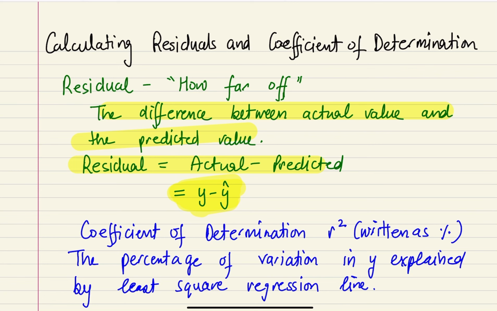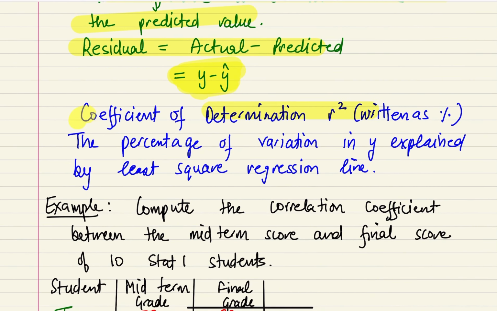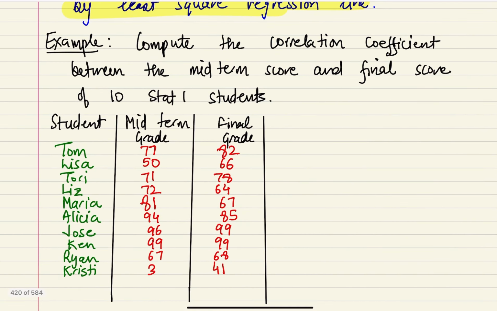the linear regression line. Coefficient of determination, r square, is always written as a percentage. This is the square of the linear correlation coefficient r, and it explains the percentage of variation in y explained by the least square regression line. What percentage of variation in y is explained by the least square regression line y equals mx plus b? Here's an example.